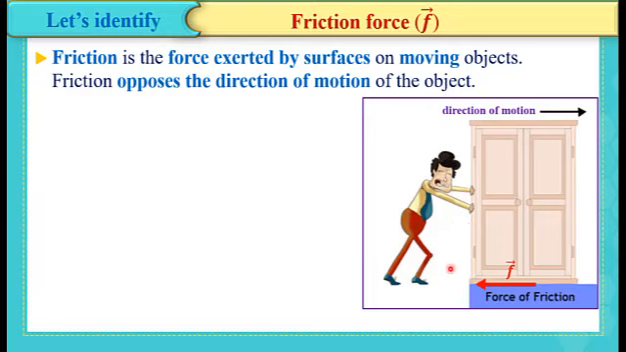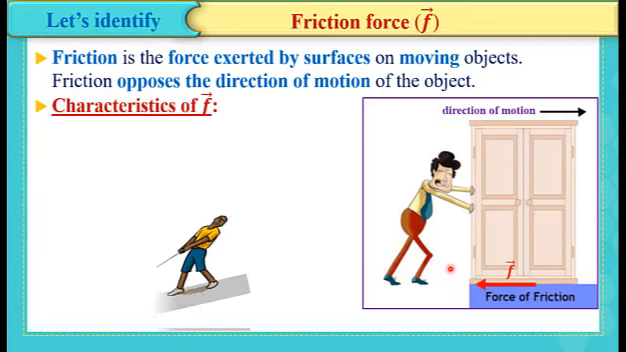Let's identify its characteristics. The characteristics of friction. First of all, it's the point of application. Since this force is a contact force, the point of application is the point of contact between the object and the surface.